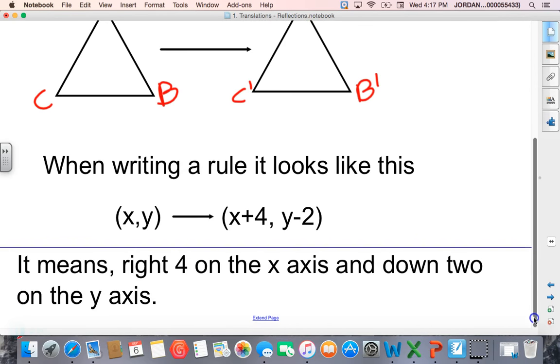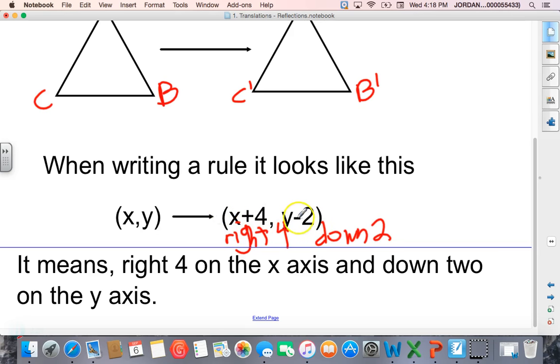And also, whenever you're writing a rule, it looks like this. You've got an X point and a Y point, right? And this tells you the direction to move on the x-axis. So x + 4 means you're going to move it forward towards the positive side. So this one would be moving right 4. And then on the y-axis, you're going to go y - 2, so you're going to go down 2. And of course, if this was y + 2, you'd go up 2. And if it was x - 4, then you would be going left 4.